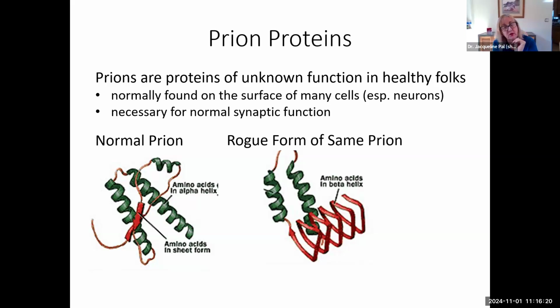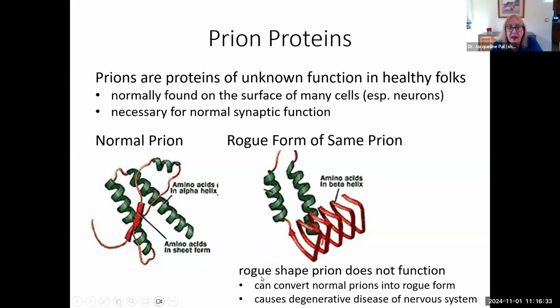And you can see if the structure has changed, the function must change. So in other words, this is not going to do whatever job it's supposed to be doing. It's not going to be able to do it. Okay. So the rogue shape prion doesn't function. But one thing a rogue prion can do, if it's sitting next to normal prions, it's like giving an invite. Hey, come join the party. And it converts normal prions into the rogue form. And these rogue prions cause degenerative diseases in our nervous system.